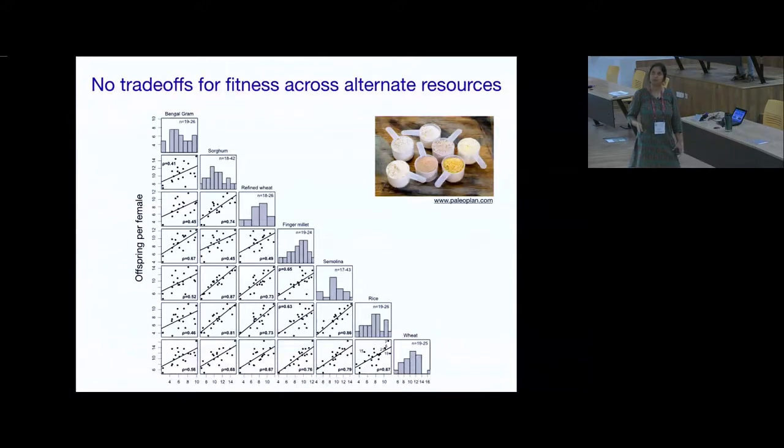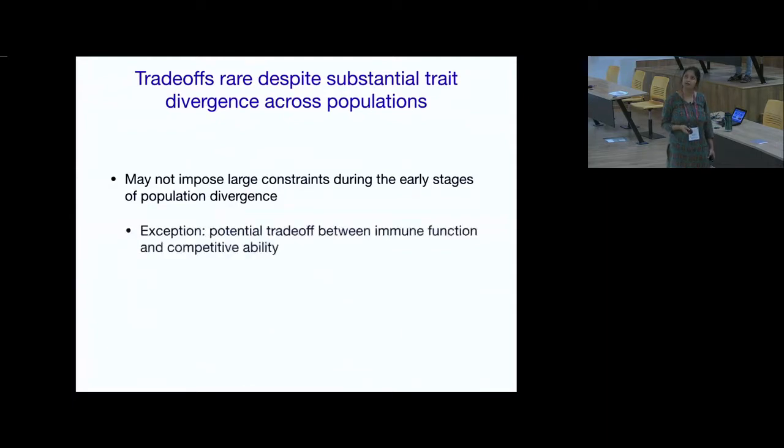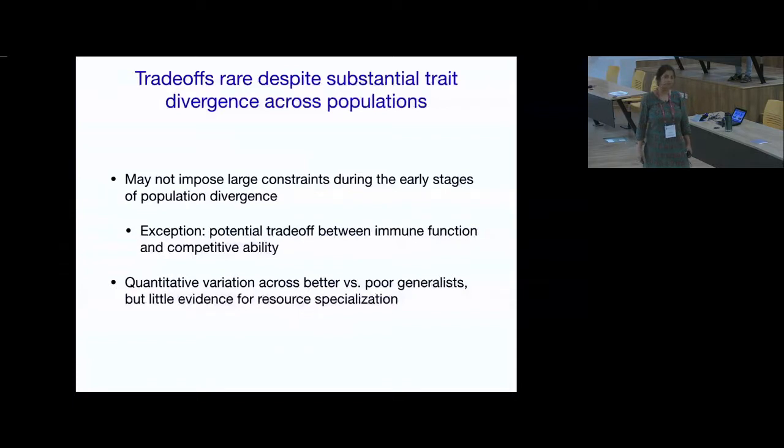And so essentially what we're seeing then is that there are generally no trade-offs for fitness, despite substantial divergence across populations. So we suggest that therefore trade-offs may not impose large constraints during early divergence, with the exception perhaps of immune traits, and this is not surprising. Other people have also found that immune traits across various populations, various animals, are amongst the fastest evolving traits. So perhaps that makes more sense. And there seems to be quantitative variation across better versus poor generalists, but little evidence for resource specialization, right?